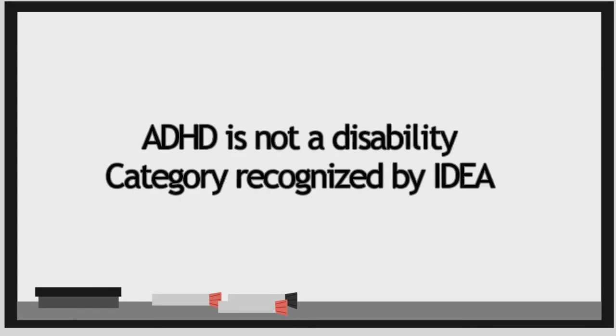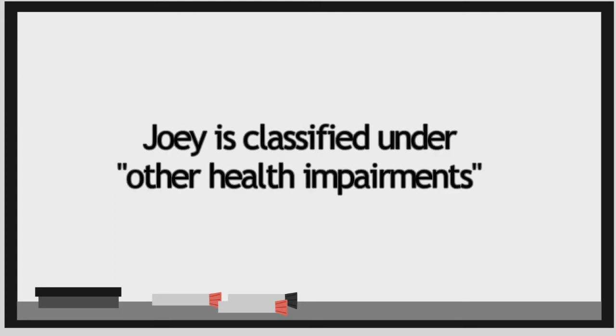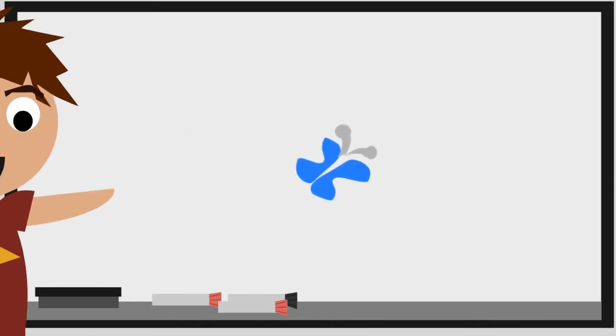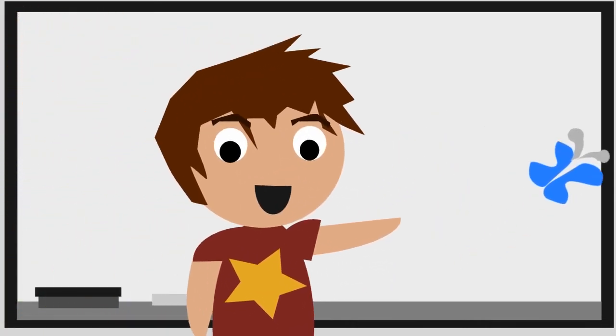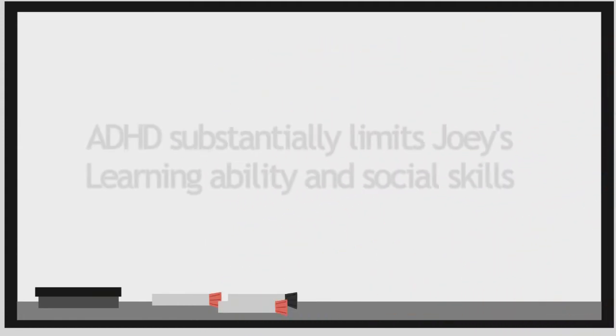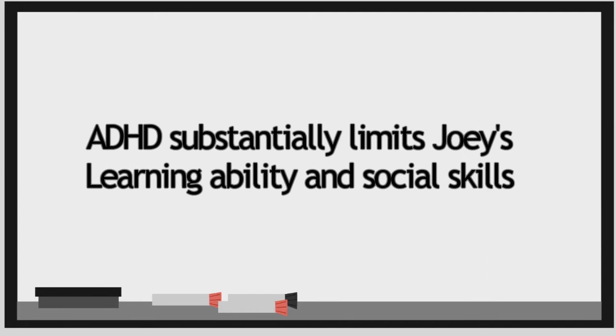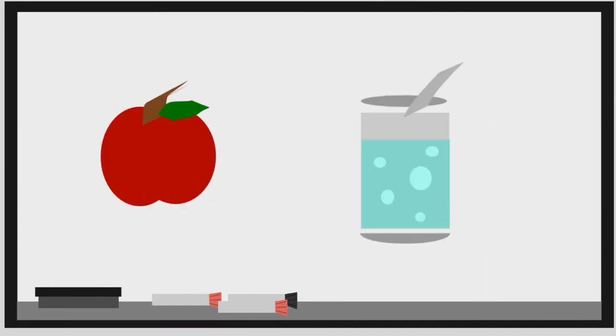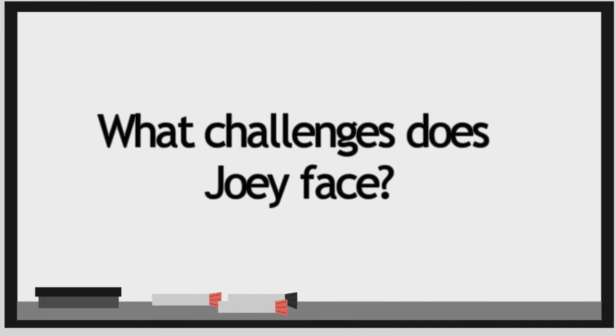Note that ADHD is not an exclusive category under IDEA, and so he receives help for his disability through the other impairment category. In order to qualify for the other health impairments category, it must be documented that Joey's ADHD substantially limits his learning ability. Let's take a look at some of the challenges that Joey must overcome in a typical class day.